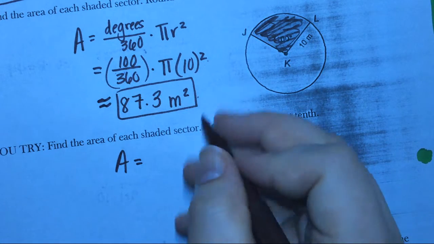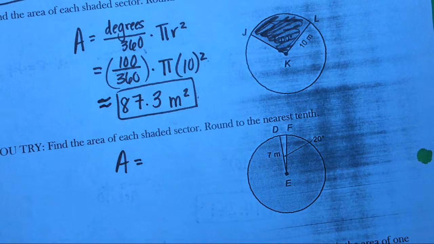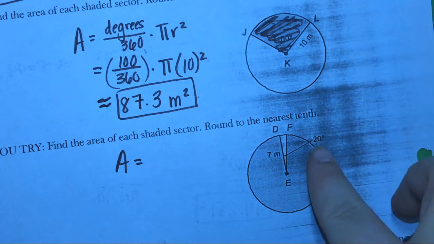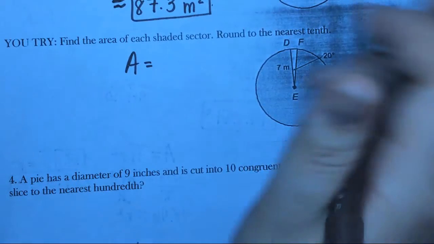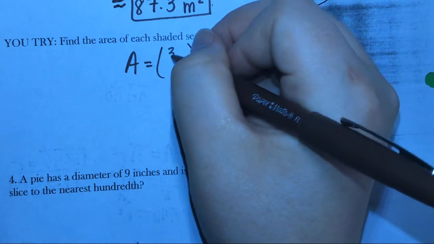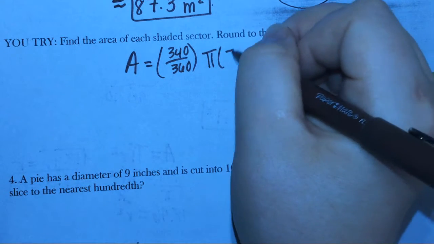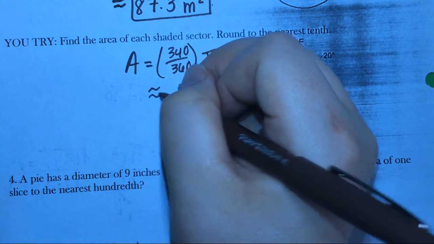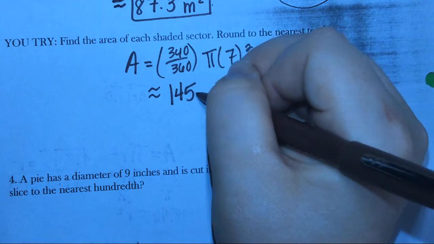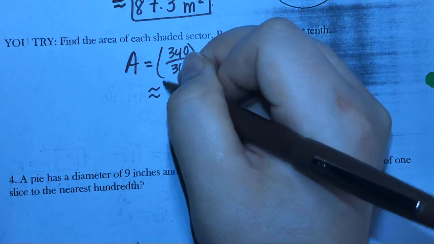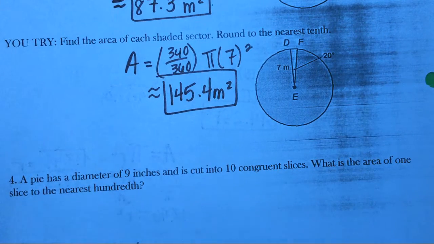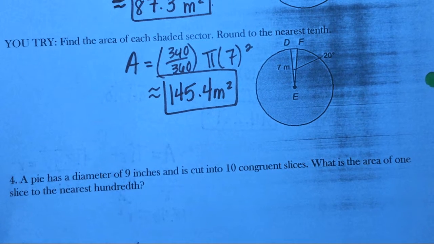Tell me your answer. That's the only way they can trick you, and it's really not tricking you, is to give you the degrees of the section they're not pulling out. 145.39. Okay, so I rounded to 145.4.